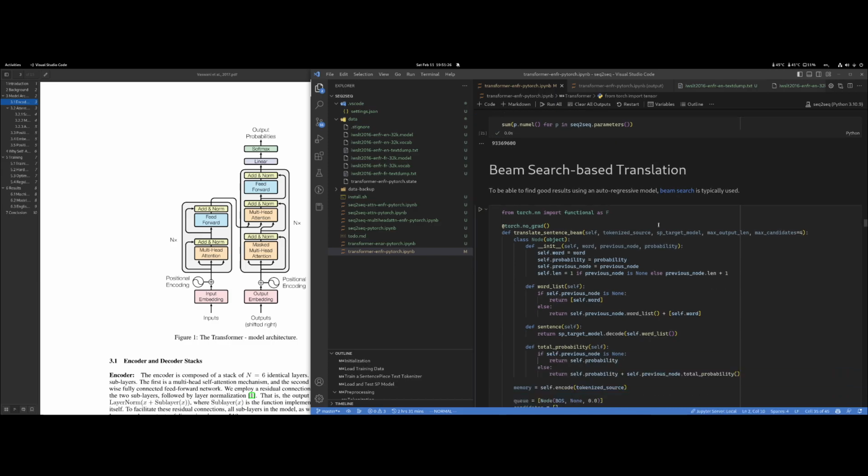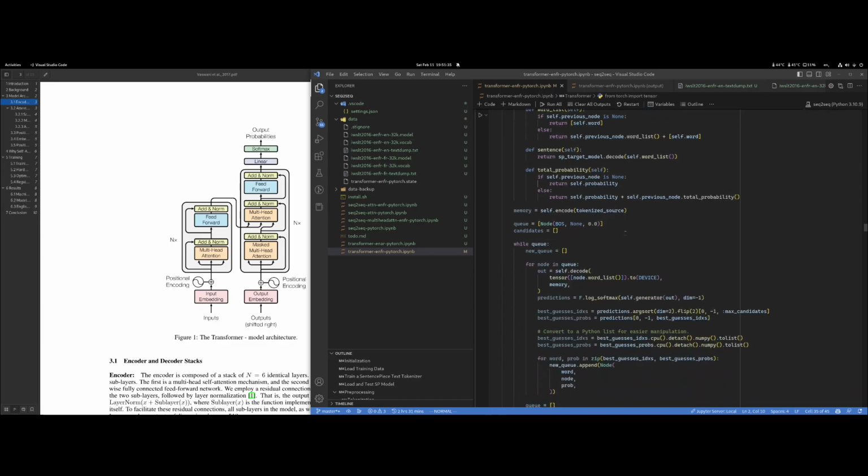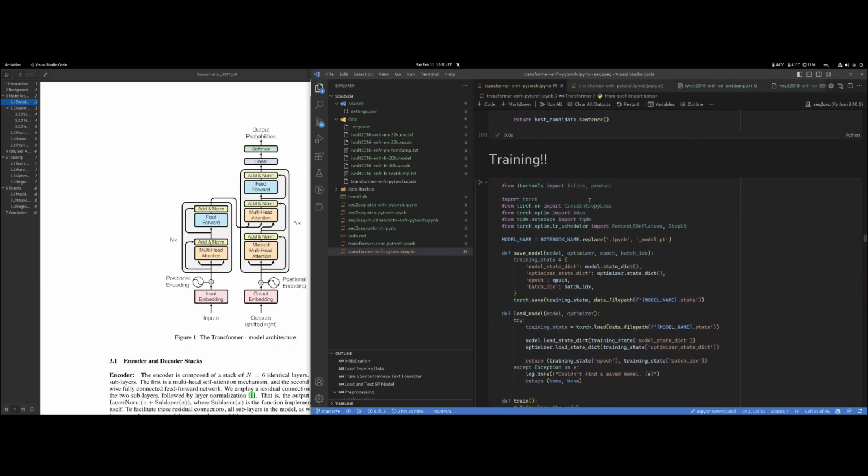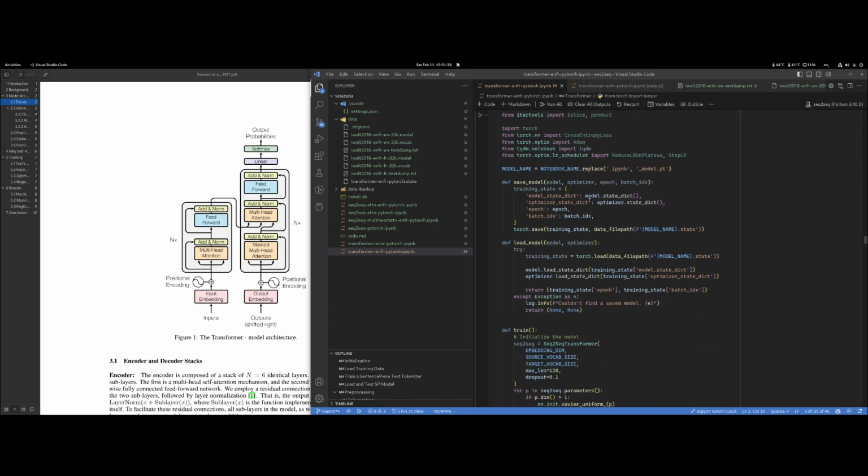Talk about beam search. Actually, I'm gonna skip this for now and come back to it later, because that's more for the inference part. Let's take a look at the training part.